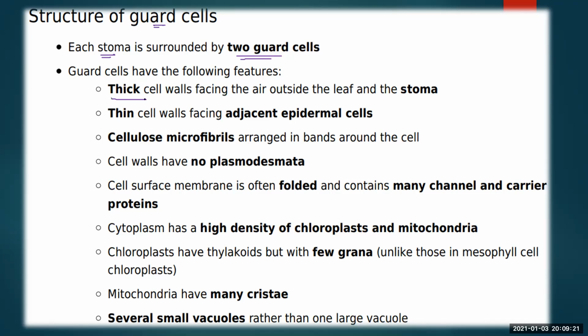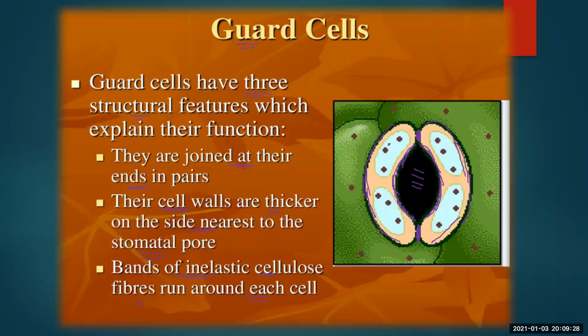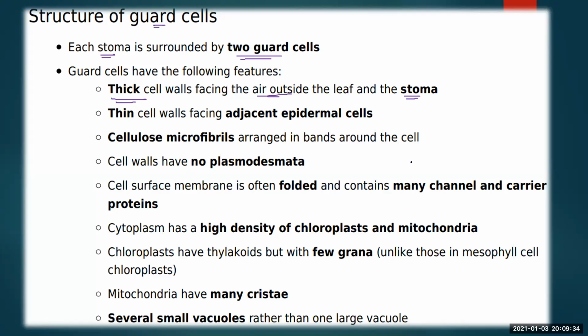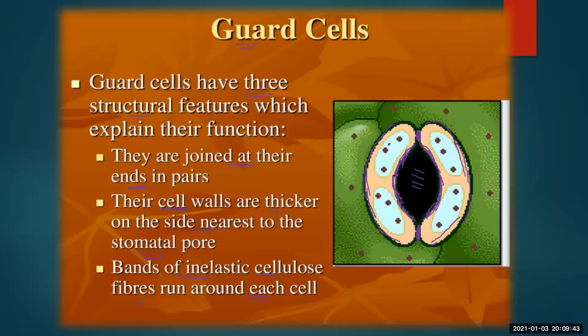They have thick cell walls, which are facing the air outside the leaf and the stoma. We just saw that in the diagram, right? So these are thick cell walls, the ones facing the stoma. And then they have thin cell walls, which are facing the adjacent epidermal cells. So here we are talking about these thin cell walls facing the adjacent cell. This is an adjacent cell, right? And this side here is thinner, facing this adjacent cell.